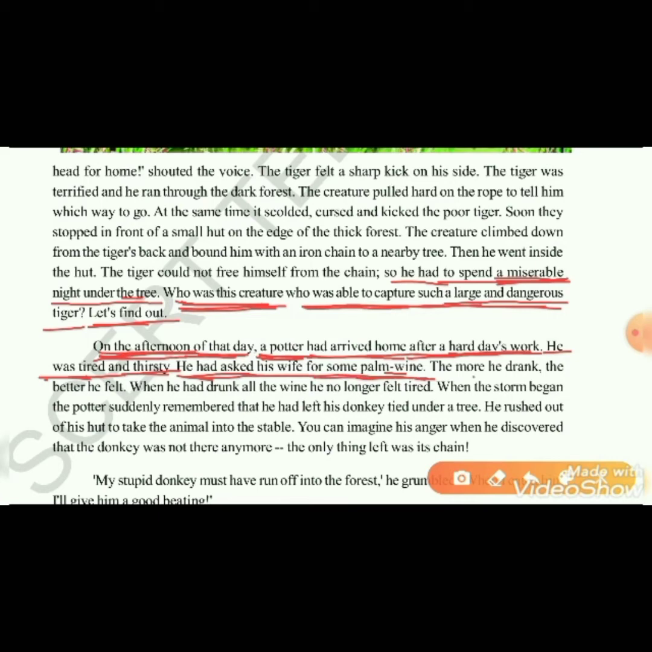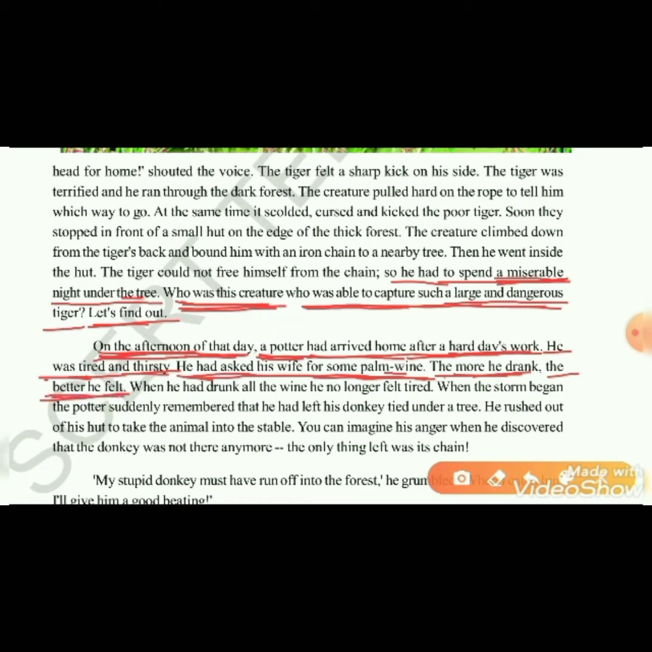Because wine gives him strength. Wine makes him forget his pains because he had a hard day's work. The more he drank, the better he felt. Like our drunkards in our villages, the more they drink, they forget themselves and behave as if they are superstars, power stars, and super supreme stars.